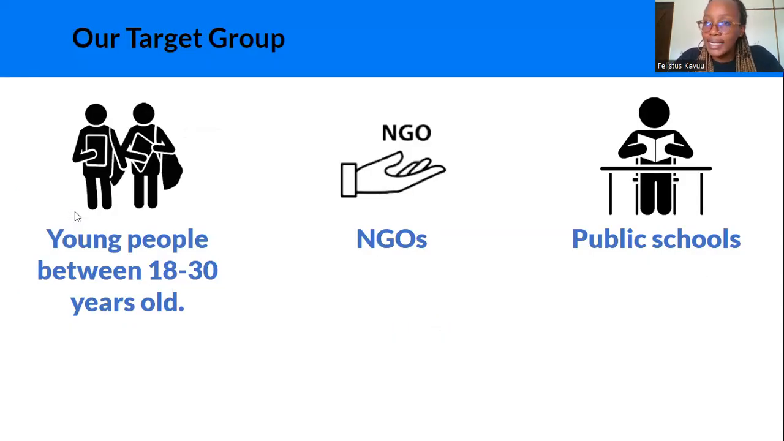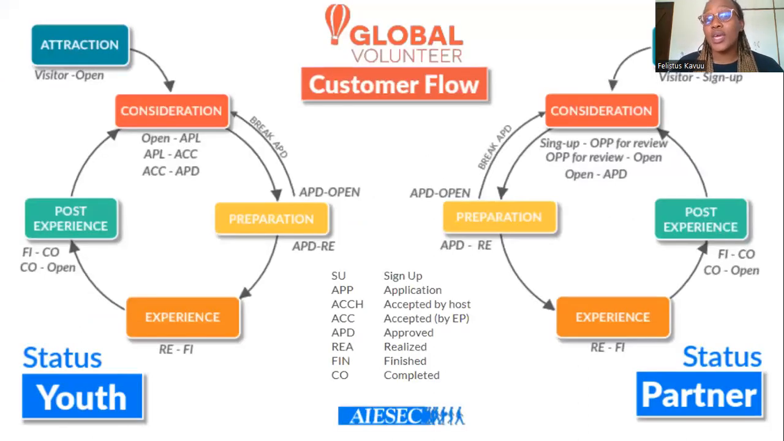Then next, who is our target group in iGV? The first is, as I said, the two key people we sell to are the young people to come into ISEC and volunteer, NGOs that we can start projects with, and we have public schools. Now what we have here is what is referred to as a customer flow. So I will just take you through it, and that way you'll be able to see basically how the customer moves within, how they flow, basically how their experience looks like. This is how we are able to track customers and ensure they all go through the same process, and we're also able to find any gaps.